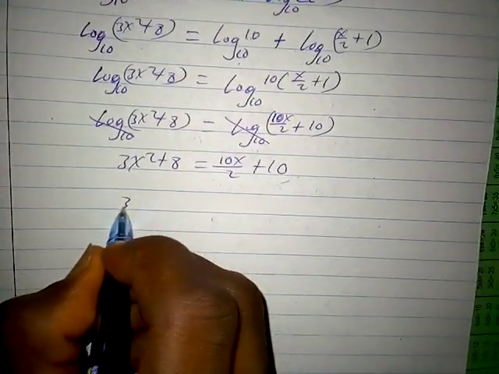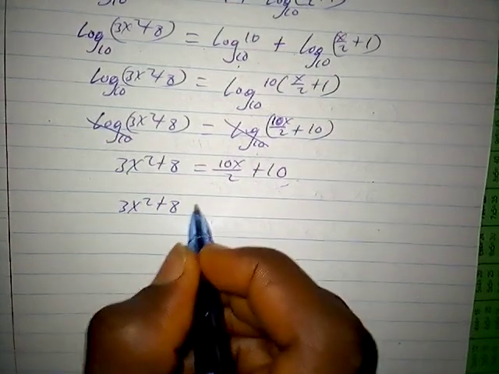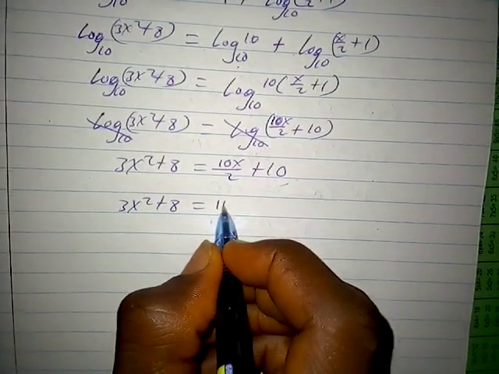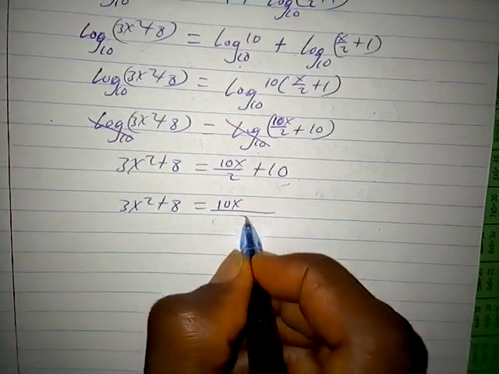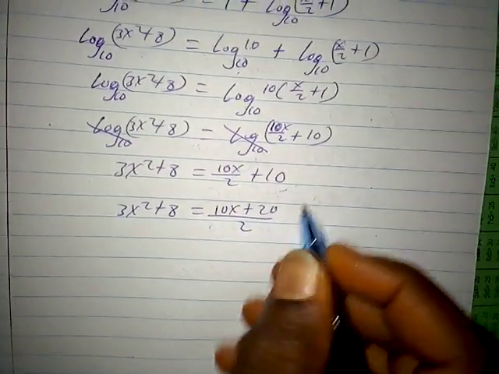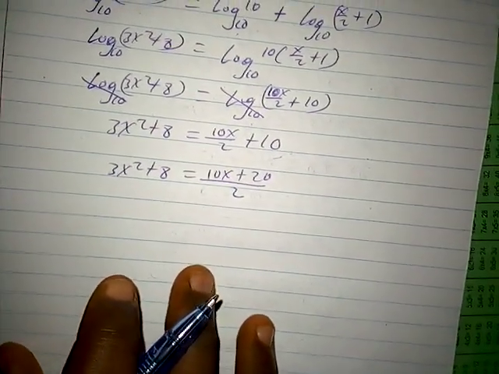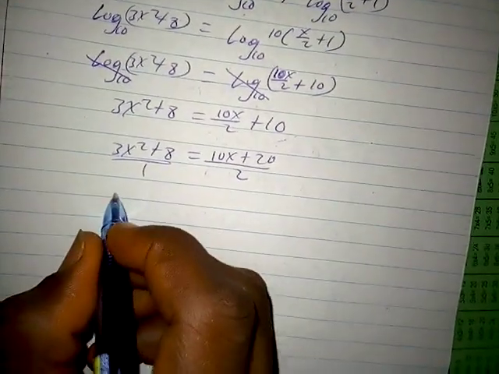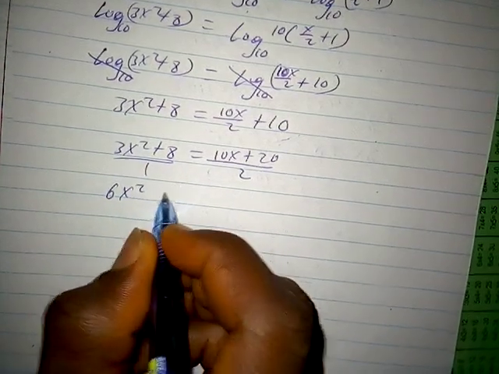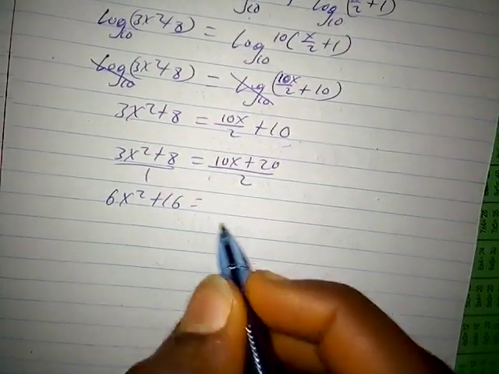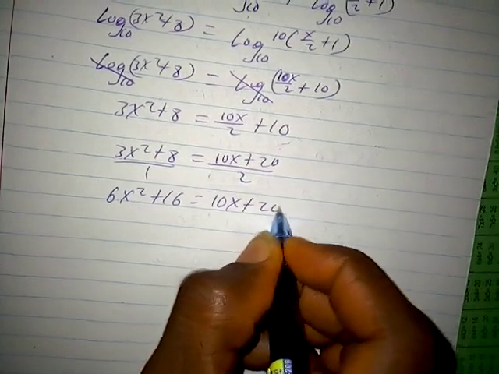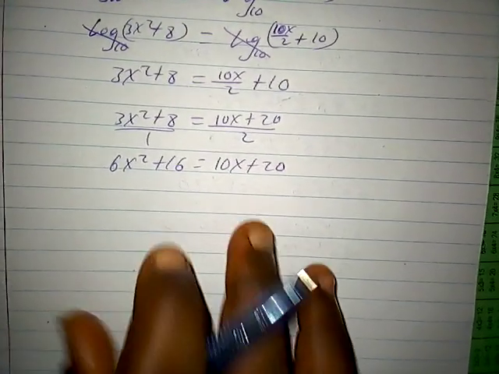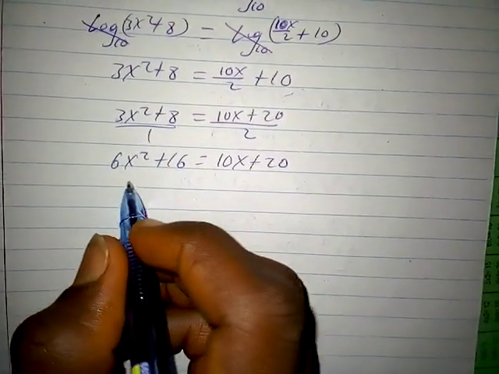Here we have 3x squared plus 8 is equal to 10x upon 2 plus 20. You see it? What is our next step? We take the denominator of 1 and cross multiply, which gives us 6x squared plus 16 equals 10x plus 20.